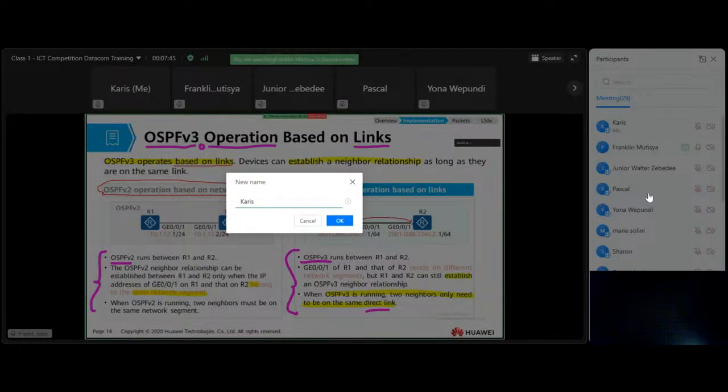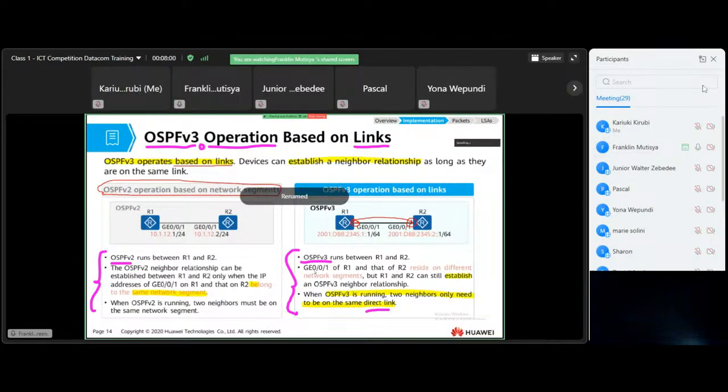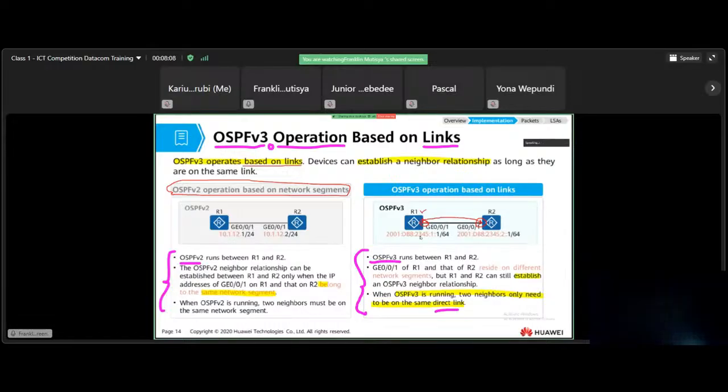So when you're configuring OSPF on a router, you configure on the link. You select that interface, then you configure OSPF there. For example, we have gigabit 0/0/1 on router 1 here, and gigabit 0/0/1 on router 2. We established these two interfaces when they're configured with IPv6 addresses. You can see this is a global unicast address, and another global unicast IPv6 address.